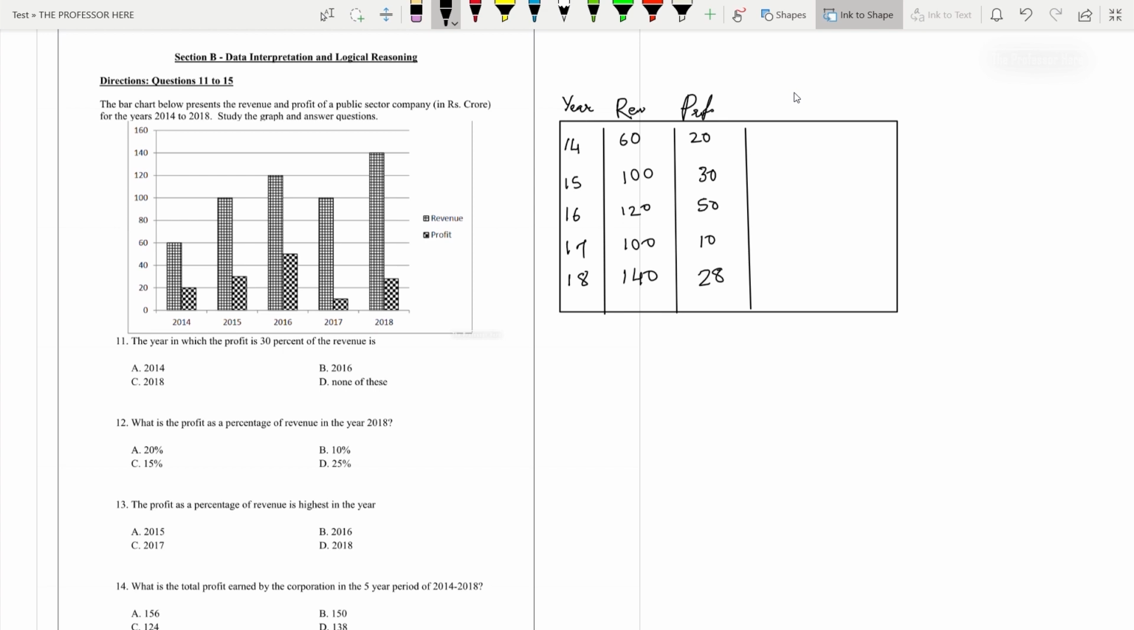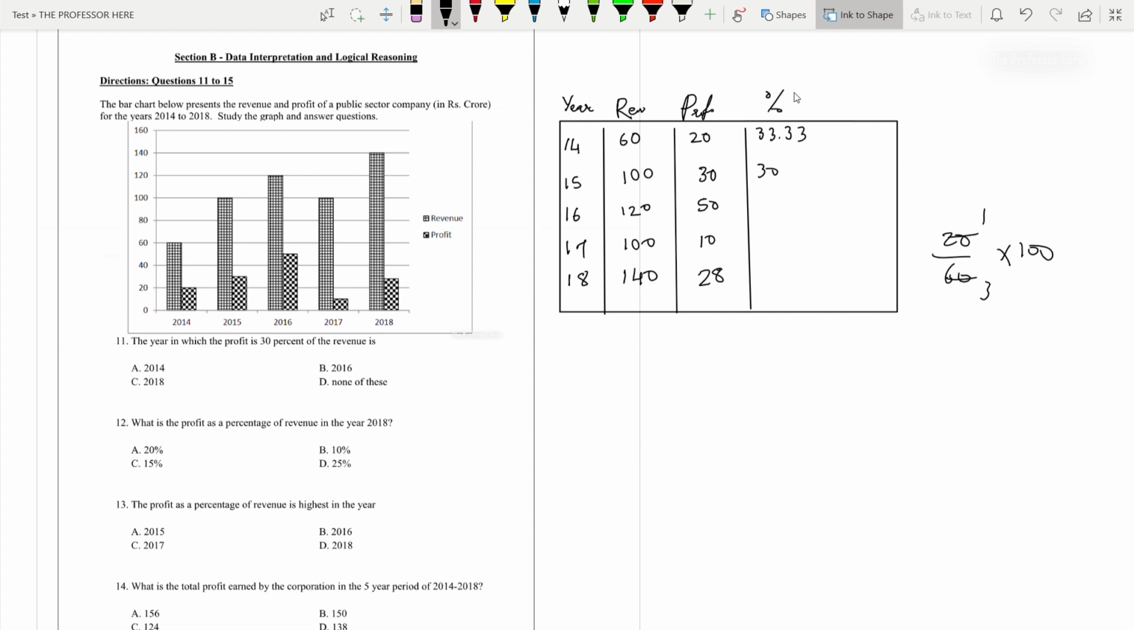So let's calculate the profit as a percentage of revenue for every year. We will be using it later on in the questions too. So profit percentage with respect to revenue, which means profit divided by revenue into 100. So profit here is 20 divided by 60, 20 divided by 60 into 100. This is 33.33. Okay. So in 2015 it will become 30 by 100 into 100.